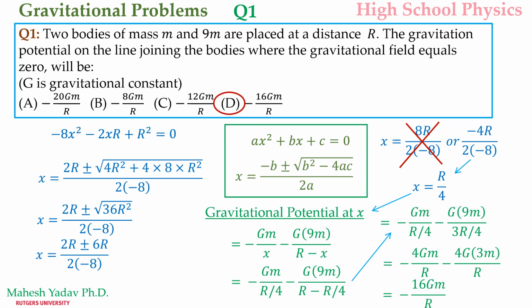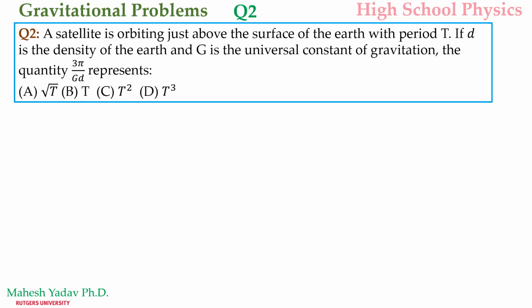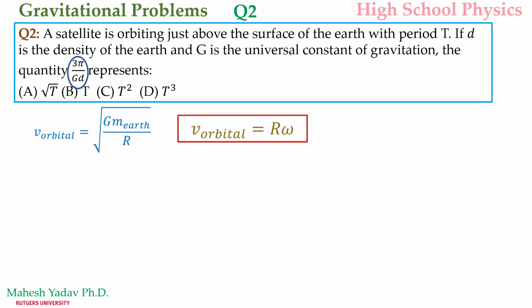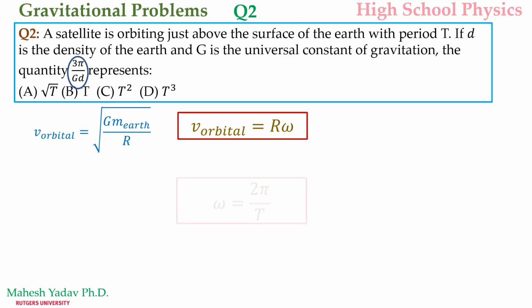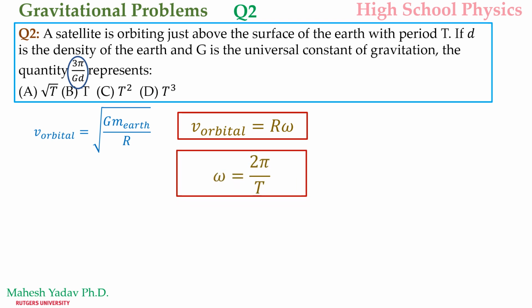And let us go to the next question. To solve this problem, we are asked to find the quantity 3 pi divided by G times density. The answer choices are given in terms of time period. We start by writing the formula of orbital velocity. The circular velocity is related to angular velocity as v equals r times omega, and omega is related to time period by definition as omega equals 2 times pi divided by T. We now apply this to the orbital velocity and eventually get this relation.